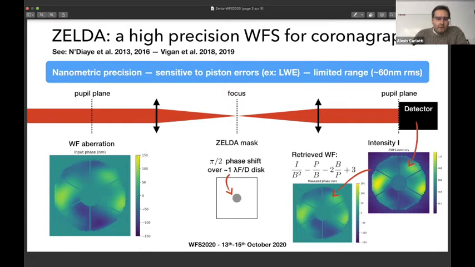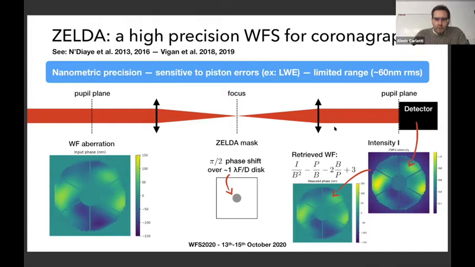It phase shifts the wavefront by π/2 in a 1 λ/D disk. And in a pupil plane that we form after that, the wavefront aberrations have been transformed into intensity aberrations, and you can retrieve the phase by applying a rather simple closed form relation, which is indicated on this slide.